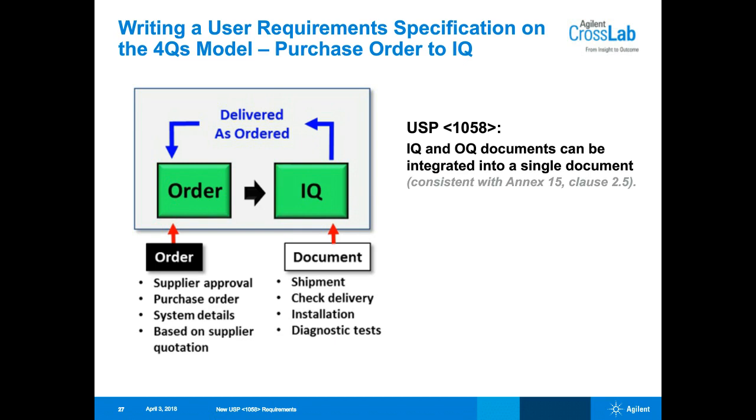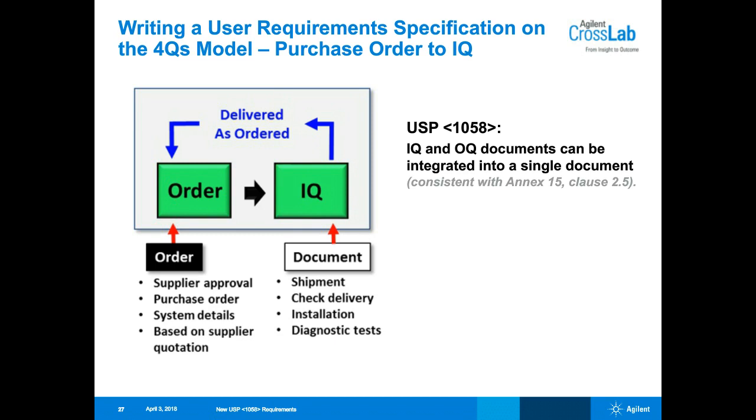And you may think, what are we talking about? This is not in USP 1058, but the purchase order gives its approval of the supplier. You get a quotation from the supplier. You'll write a purchase order, and you will have the items delivered. That purchase order and the supplier quotation provides the baseline for your configuration management of that particular instrument. You'll receive the items and check the delivery works okay.